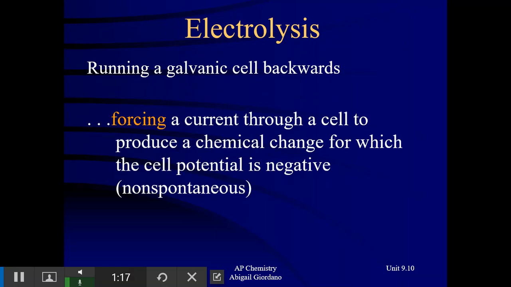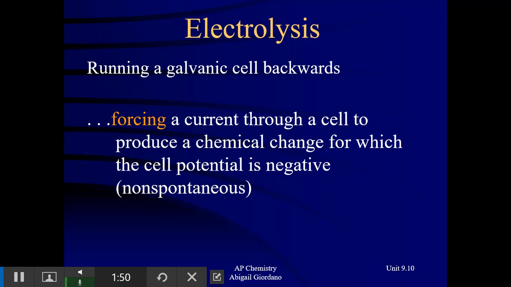this is a non-spontaneous process. How do you get electrons to move through the wire in the direction that they would not move normally on their own? You have to force them through the wire in the opposite direction. So you have to force a current in order to get an electrolytic cell. This is, of course, again, a non-spontaneous process. Now, why would you do this?